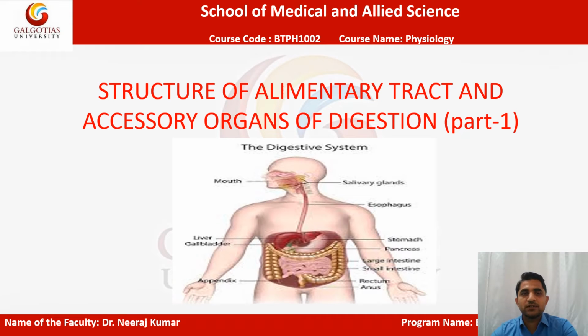Hello students. We are going to discuss the structure of the alimentary tract and its accessory organs. In part 1 we will discuss the mouth, salivary glands, esophagus and pharynx, and the remaining structures we will discuss in part 2, which include the stomach, small intestine, large intestine, liver and pancreas.